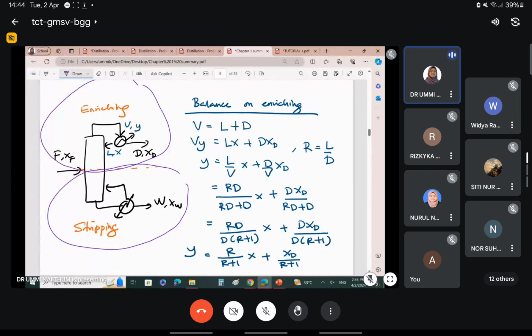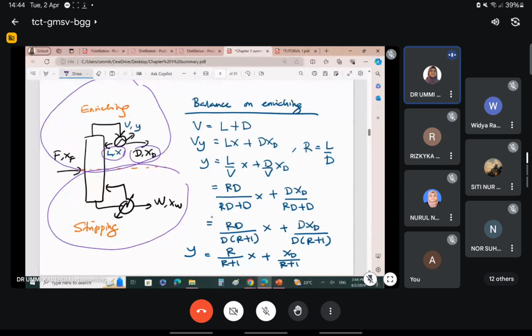Okay, so material balance in enriching part. Alright, so yang keluar ini adalah V, vapor, and the composition is Y. Okay, masuk condenser, keluarnya adalah distillate D, and the composition XD. Okay, masuk balik as a reflux is LX.